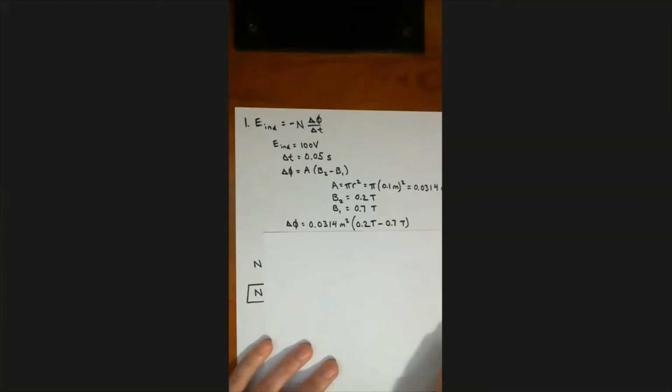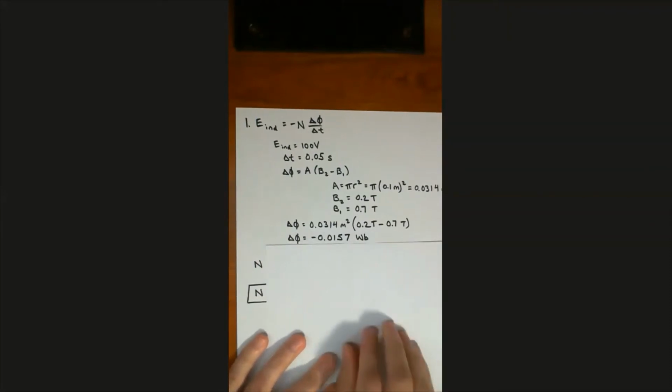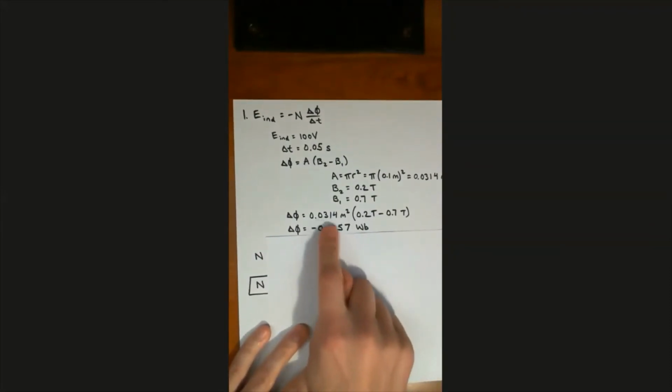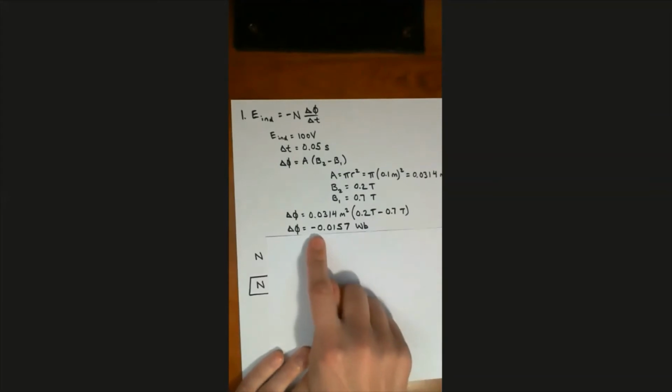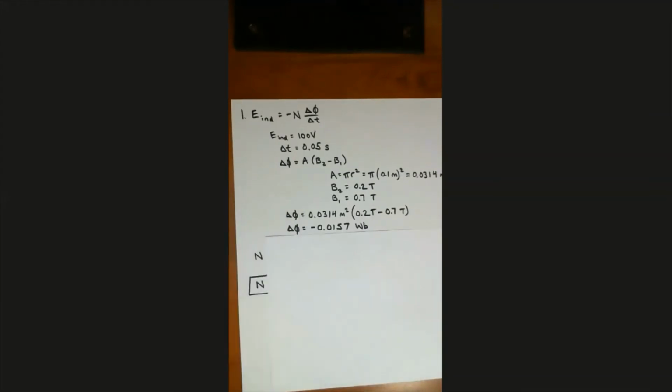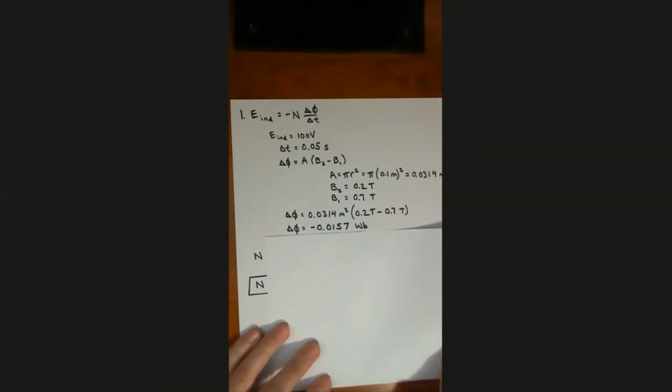And remember, we have an equation: the change in magnetic flux is equal to the area times the change in magnetic field. Phi equals BA. So from that, we solve this, and we get that the change in magnetic flux is negative 0.0157 Webers. If you take a meter squared times a Tesla, you get a Weber. That's the unit of magnetic flux.